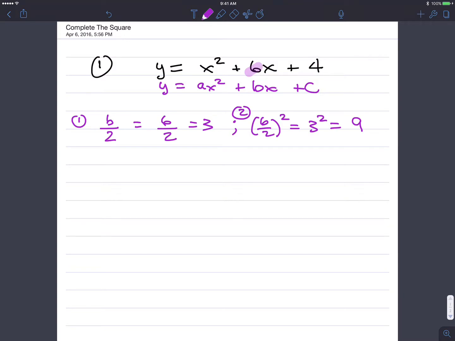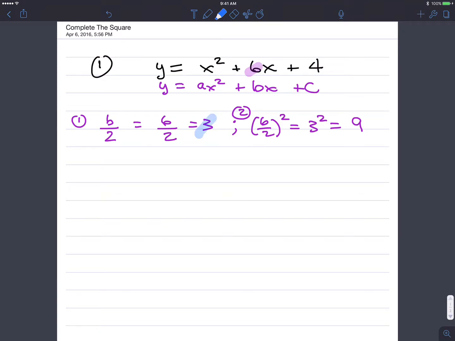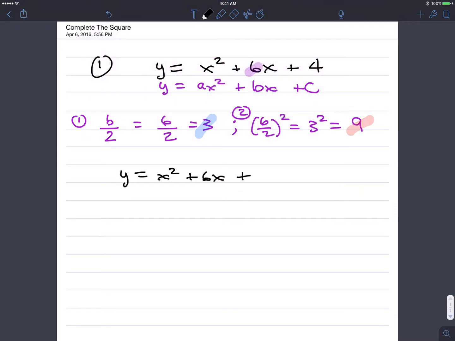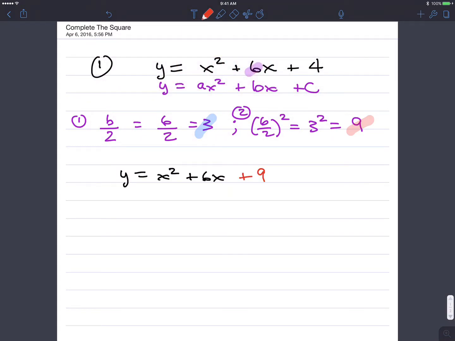So what I'm going to do here now is notate that I'm going to use this value 3 eventually, but I'm going to first use this b half squared term. I'm going to use the value 9. And here's how we use this. Okay, we know already that y is x squared plus 6x. This is where the 9 comes in. I'm going to add 9, and I'm going to subtract 9. And that value again is really 0.